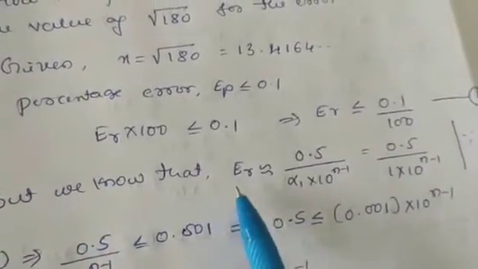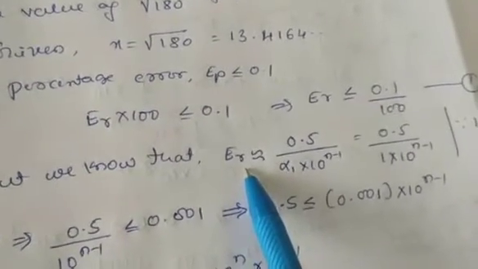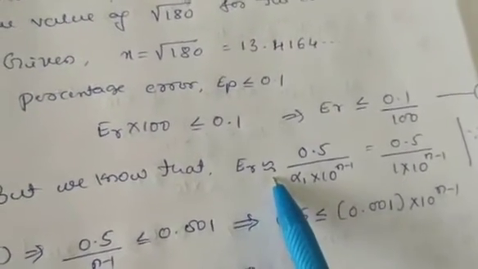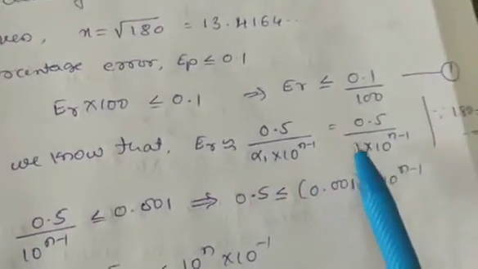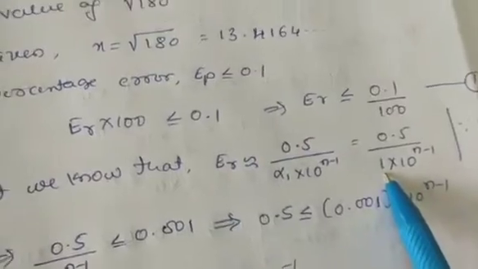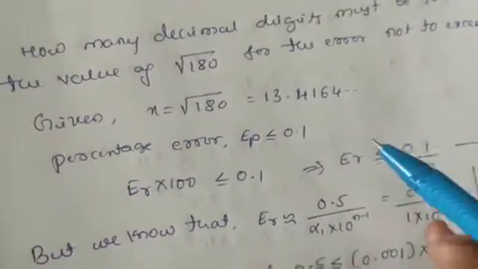Now, this is again the definition of relative error, which is approximately equal to 0.5 divided by alpha 1 10 raised to n minus 1. So which is equal to 0.5 divided by alpha 1. Alpha 1 is in this number. You have to take this as alpha 1. We know this can be written as here.